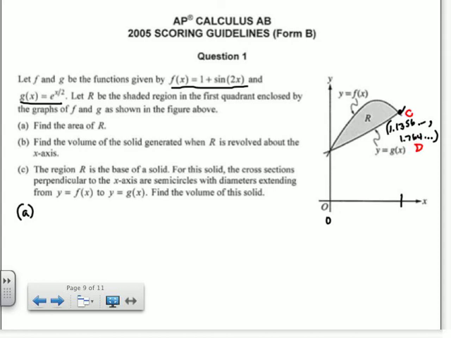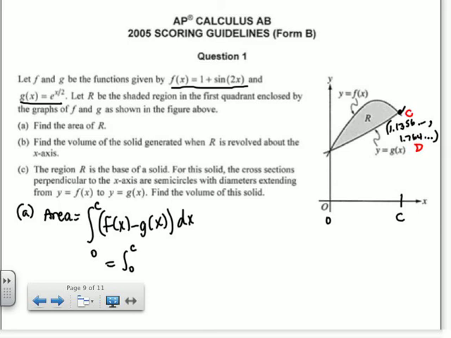Okay, so part A, it says find the area of R. So my area is going to go from 0 to that x value, which is C. And it's going to be the top curve minus the bottom curve. So go ahead and write f of x minus g of x. Because if you made an error when you were writing it down, you would have missed a point. So at least you have that written down. And now if you really like to write it, you can write that down. You don't have to though, it's kind of just wasting time.